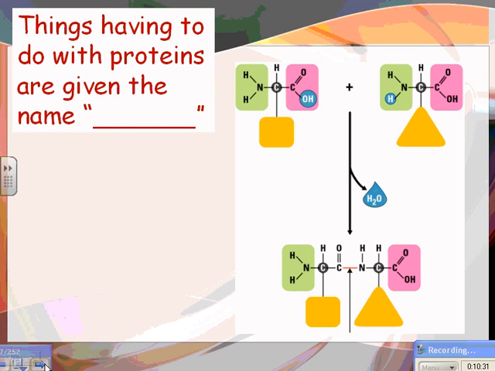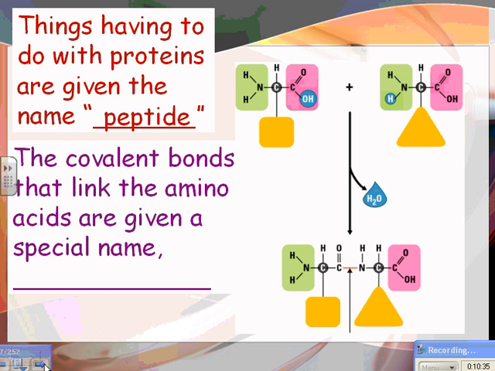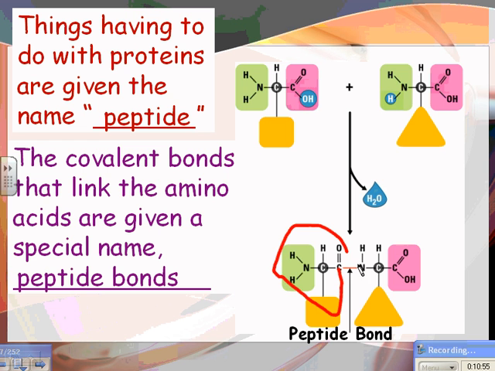Things having to do with proteins are given the name peptide. The covalent bond that links the amino acids is given a very special name called a peptide bond. And so that's this bond right here. So here's a covalent bond, and here's a covalent bond, and here's a covalent bond, and here's a covalent bond, and that's a double covalent bond. This thing is just a covalent bond, but because it joins this amino acid to this amino acid, we give it a special name. We call it a peptide bond.